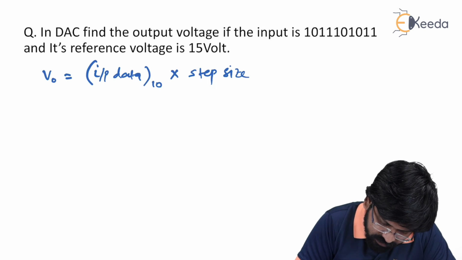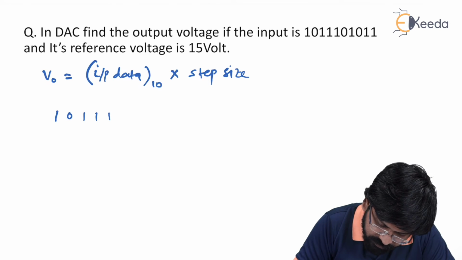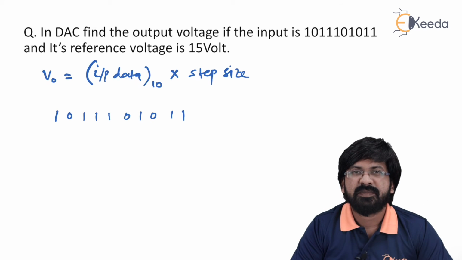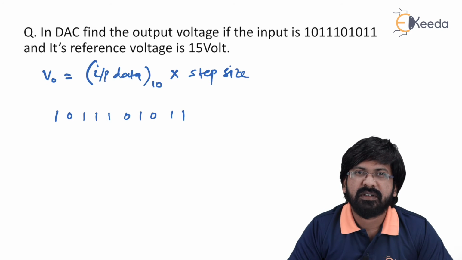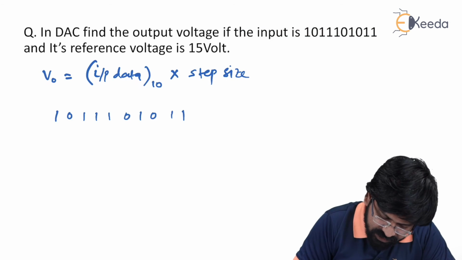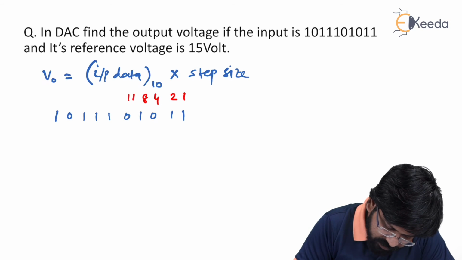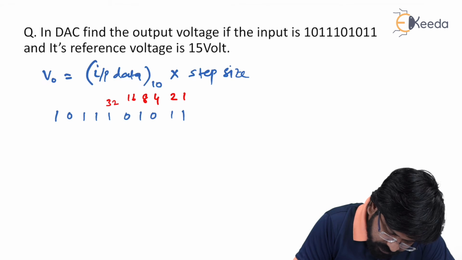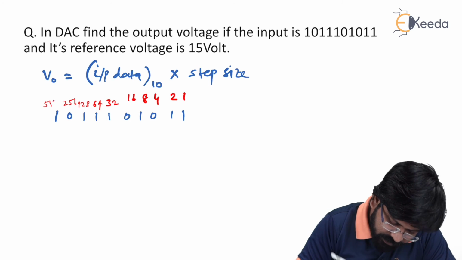Is that right? First of all, I'll try to get my input data in decimal. What you have here is data as 1011101011. This is the input data given. It is in binary. How do we convert binary to decimal? We have already learned this in number systems. On top of this, just write all the binary weights: 1, 2, 4, 8, 16, 32, 64, 128, 256 and 512.